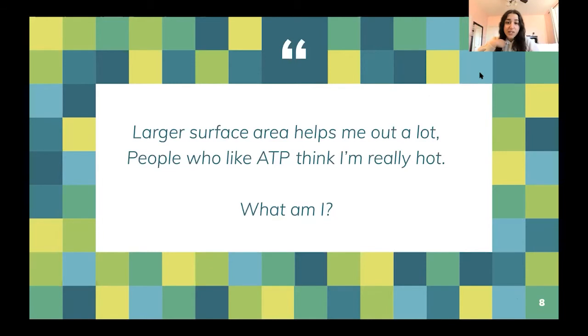This one's actually mitochondria. So, mitochondria is the powerhouse of the cell. Mitochondria produces ATP. So that was the clue, people who like ATP. And also mitochondria has inner membranes that look like little squiggly lines. The purpose of these inner membranes is to increase the surface area for more biochemical reactions to take place in the mitochondria. So mitochondria has evolved to have a larger surface area for that reason, a larger space to carry out these biochemical reactions. So yeah, hope you all enjoyed that activity.